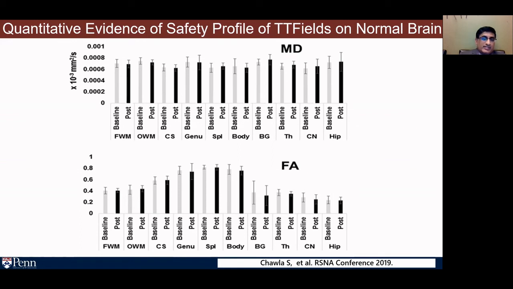So when we compared the MD value and the FA value between the baseline time point and the 2-month follow-up period from different normal gray matter regions and different normal white matter regions, we did not observe any significant difference in either the MD values or FA values, which suggests that there was no damage to the normal brain region when those patients were exposed to the tumor treating field.